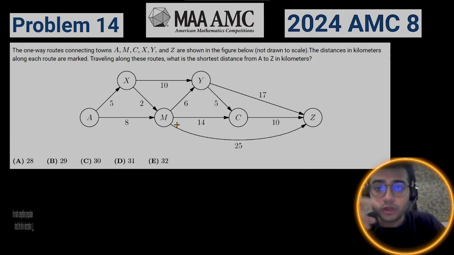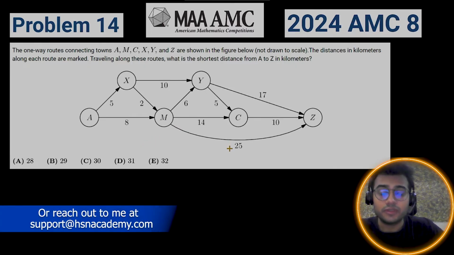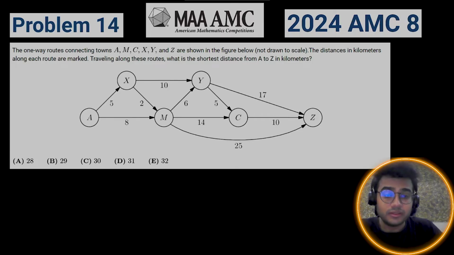Okay, so in this problem, we have a bunch of letters and they're connected by these arrows. These arrows represent the distance from one letter to the other. Note that the length of the arrow does not represent the distance. The numbers actually represent the distance. So we have to go from A to Z in the shortest possible way.